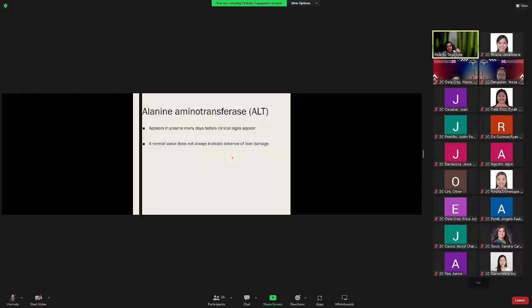Mauna muna tayo. That ALT can be deranged already before the clinical signs appear. So kailangan mo talaga i-correlate siya. A normal value does not always indicate the absence of a liver disease. However, an increased ALT does not necessarily mean also that there is liver disease, such as in case of obese patients. So if you have high levels of cholesterol, you can have mild elevation of your ALTs.